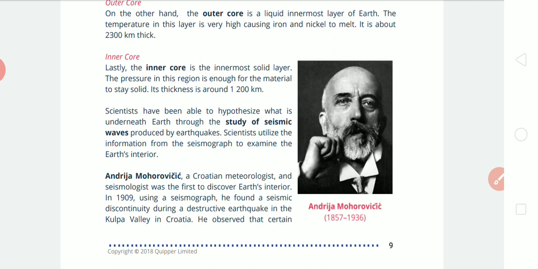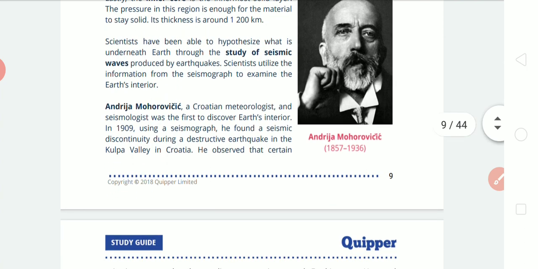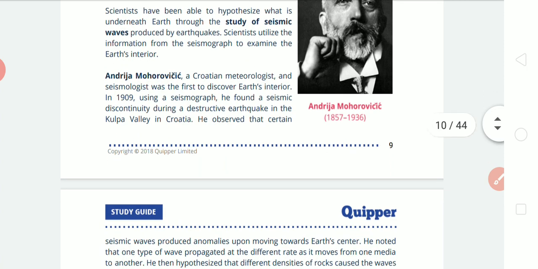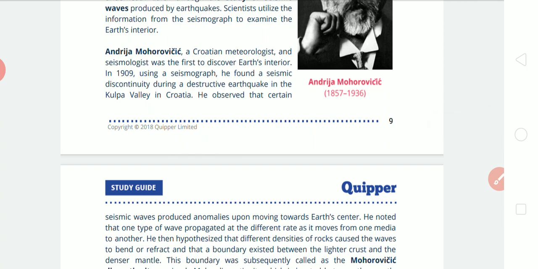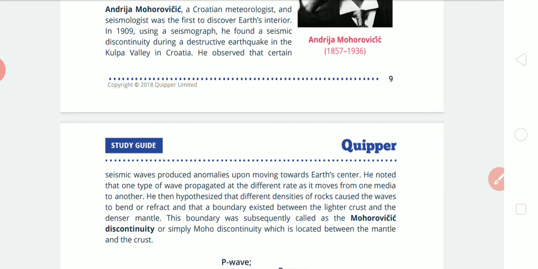Andreja Mohorovic is a Croatian meteorologist and seismologist who was the first to discover the Earth's interior. In 1909, using a seismograph, he found a seismic discontinuity during a destructive earthquake in Kupa Valley in Croatia. He observed that certain seismic waves produce anomalies moving towards the Earth's center. He noted that one type of wave propagated at different rate as it moves from one media to another.